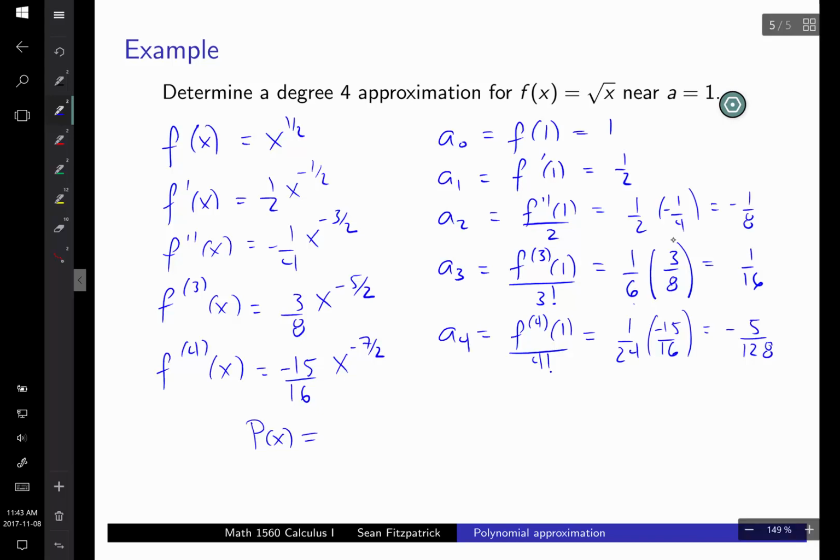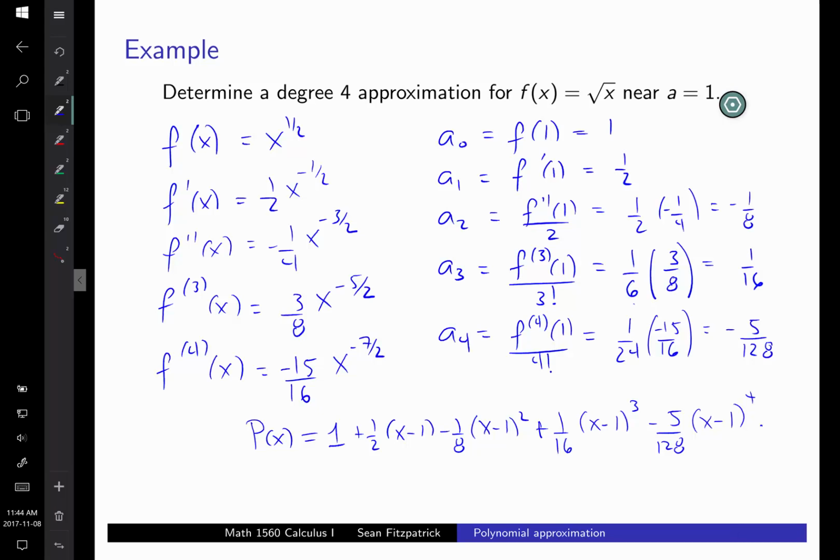And so that gives me my degree 4 polynomial, approximating my square root function near a equals 1. It is going to be 1 plus 1/2 times x minus 1, minus 1/8 times x minus 1 squared, plus 1 over 16 times x minus 1 cubed, minus 5 over 128 times x minus 1 to the 4th. So we'll leave it at that because this video is already running on a bit.